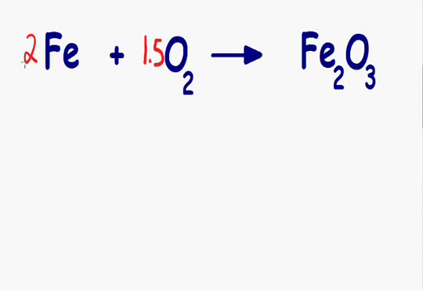So let's start with the iron. Notice how we have 2 molecules of iron. 2 times 2 is equal to 4. So now we have 4 molecules of iron. So now let's move on to the oxygen. Notice how we have 1.5 molecules of oxygen. If we multiply 1.5 times 2, that gives us 3 molecules of oxygen.